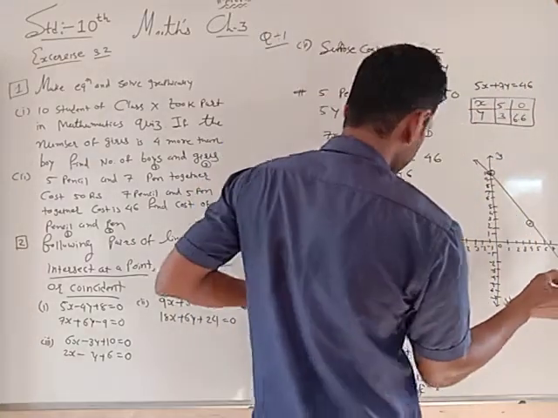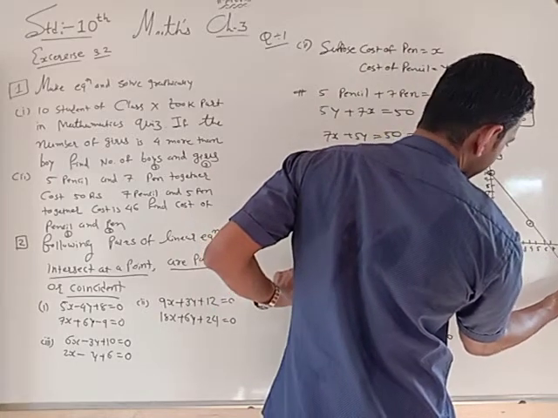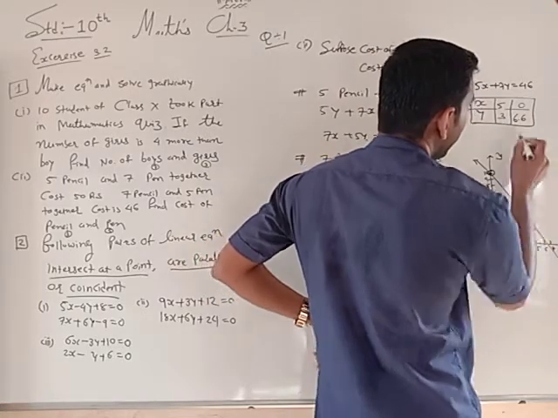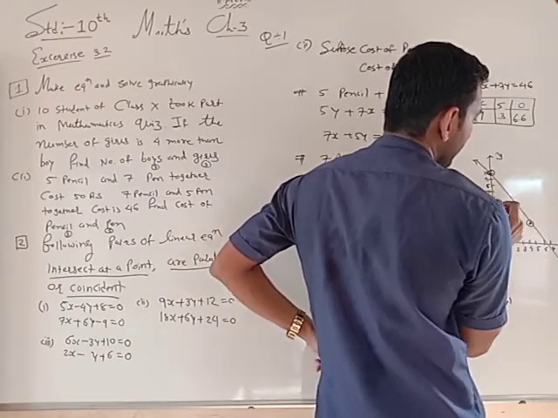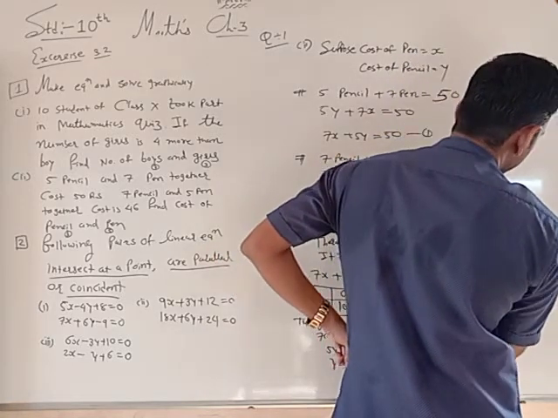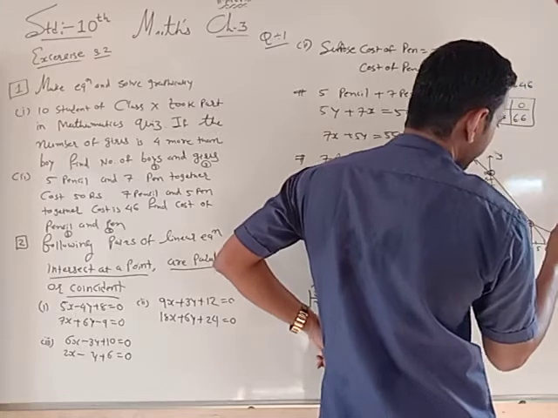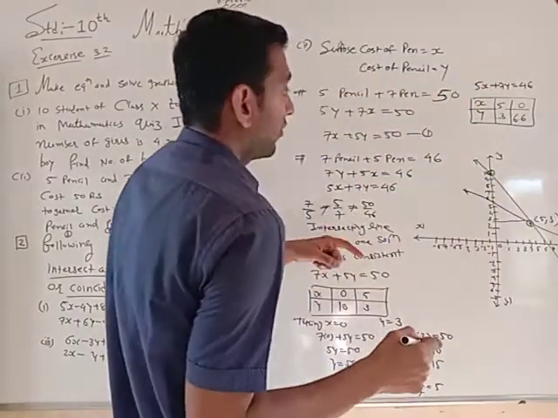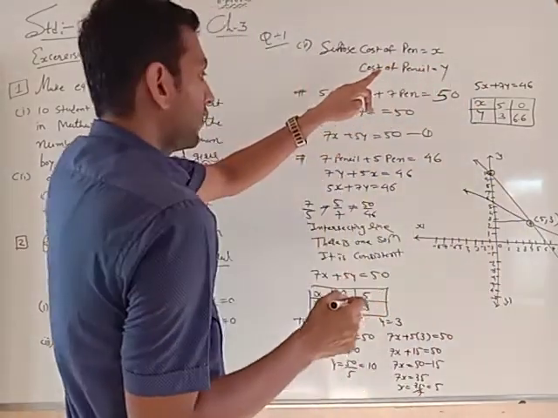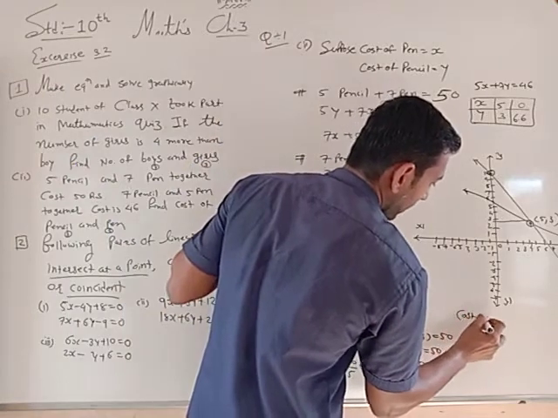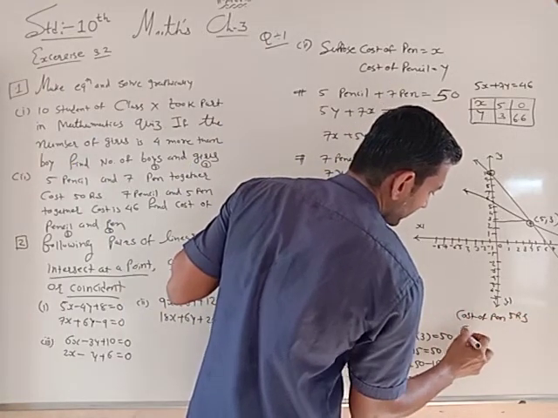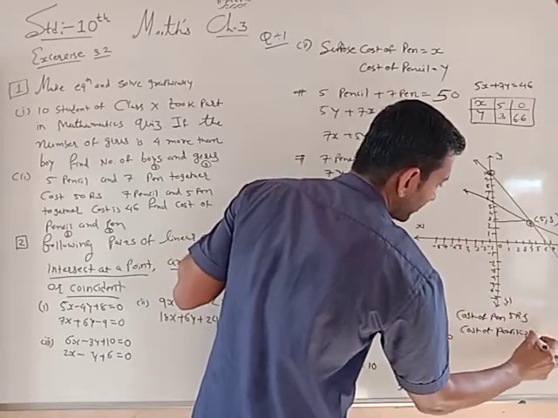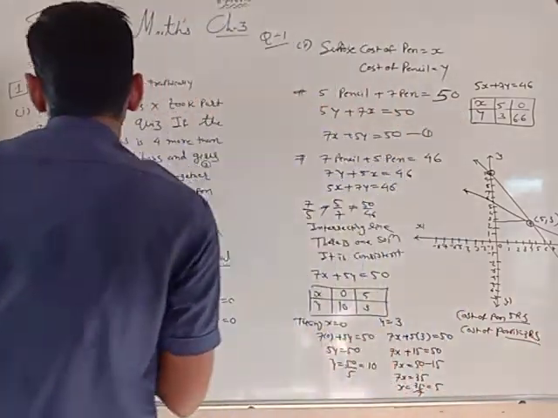The second is the solution of 7x plus 5y is equal to 50. Here x is 5 and y is 3. Then 0 and 6.6: x is 0 and y is 6.6, which is here. So my solution is 5 and 3. What is x? The cost of a pen is 5 rupees and the cost of a pencil is 3 rupees. So here your sum is over.